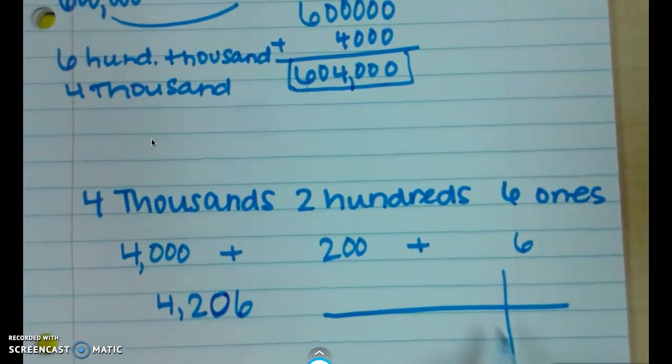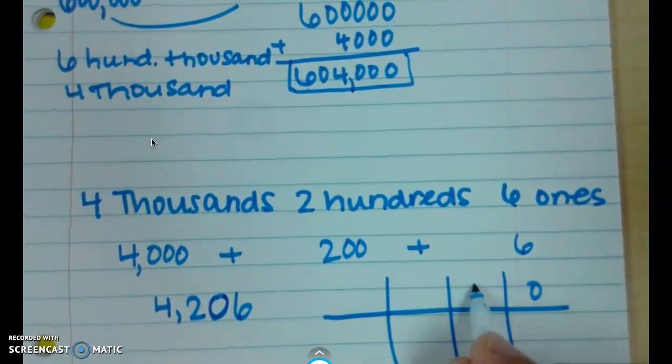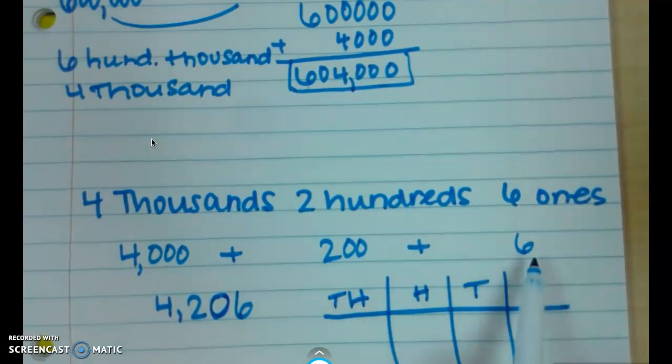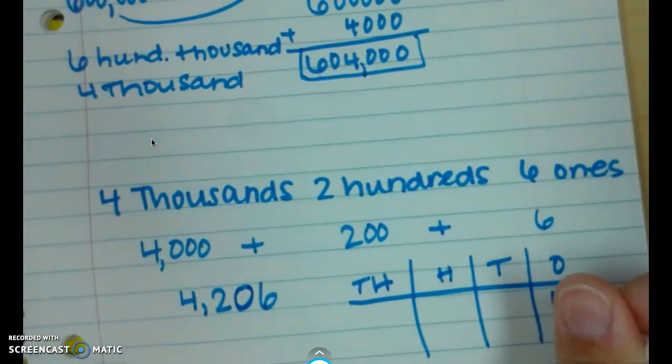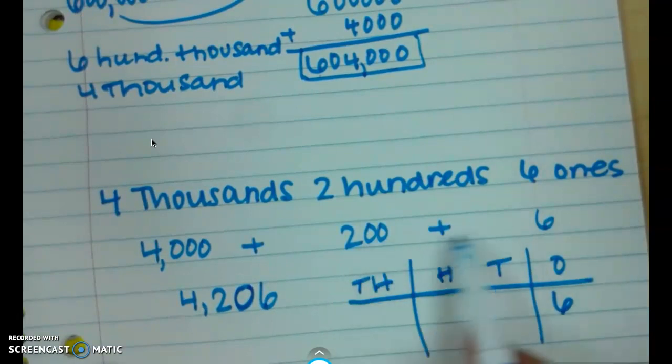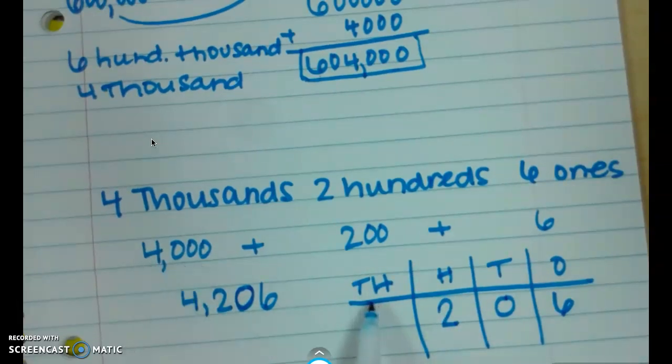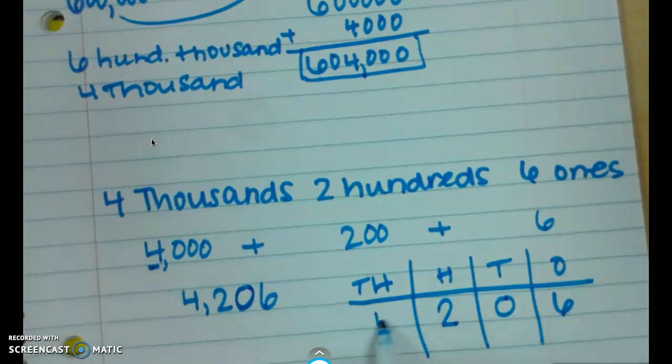Maybe a place value chart helps you. Okay, I know 6 is ones, so I'm going to stick that in the ones place. I don't have any tens, so I'm going to put a 0. 200 would be in my hundreds place, and I have 2 of them. And 4,000 would go in my thousands place, and I have 4 of them. So 4,206. Okay, so don't overthink it.